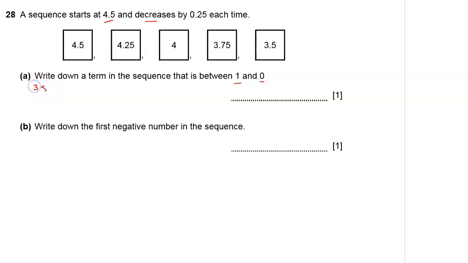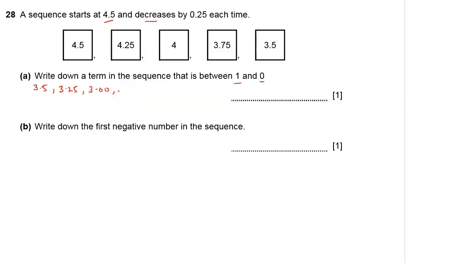The sequence stopped at 3.5. So 3.5 minus 0.25, this will give us 3.25. Minus 0.25, this will give us 3.00. Minus is decreasing by 0.25.